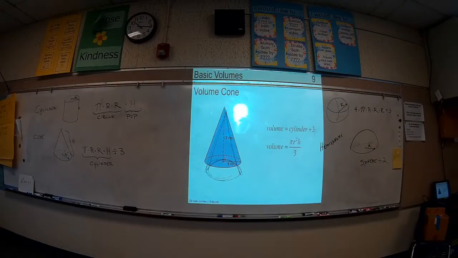So would the sphere be pi? The sphere is 4 pi r divided by 3. I meant the hemisphere, sorry. Once you found the sphere, you divide it by 2.